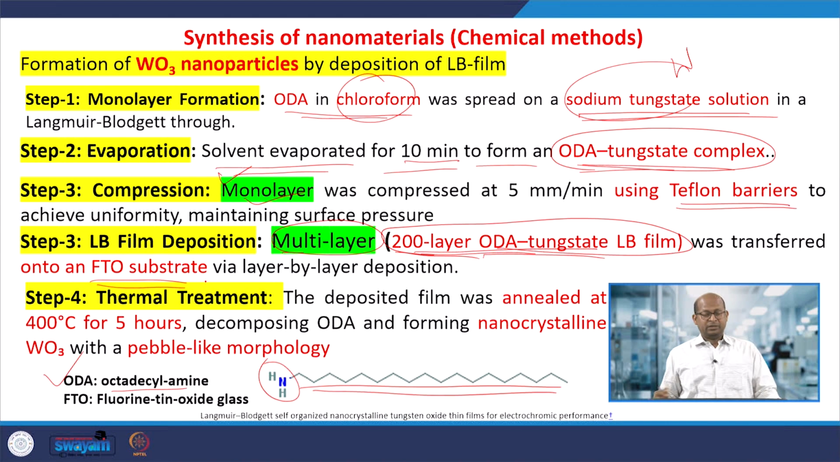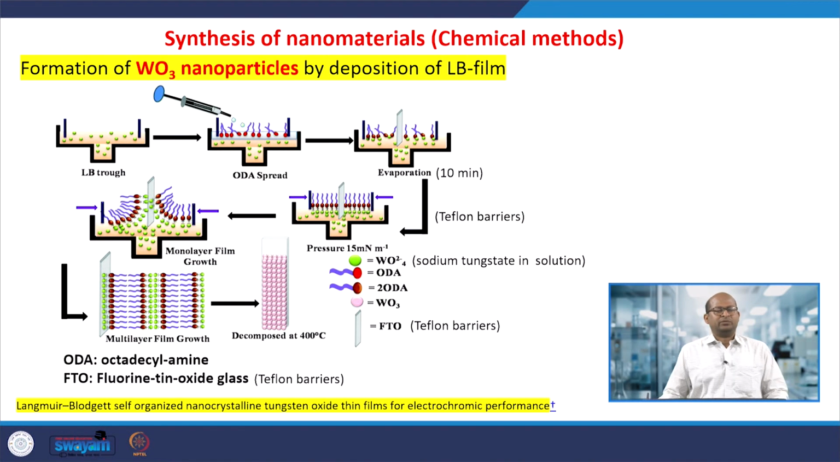Then, by heating or thermal treatment, we can remove the surfactant, the ODA, the amphiphilic molecules. If we heat it up or anneal it at 400 degrees centigrade for 5 hours, it is decomposed, and the film that remains over the surface is nanocrystalline tungsten oxide, which we can use for a particular process.